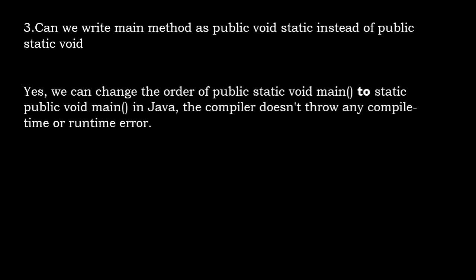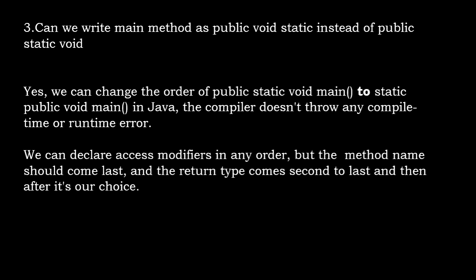And here comes the third question. Can we write the main method as public void static instead of public static void? And the answer is yes. We can change the order of public static void main to static public void main in Java. The compiler doesn't throw any compile time error or runtime error. We can declare access modifiers in any order, but the method name should come last and the return type comes second to last, and after that it's our choice.